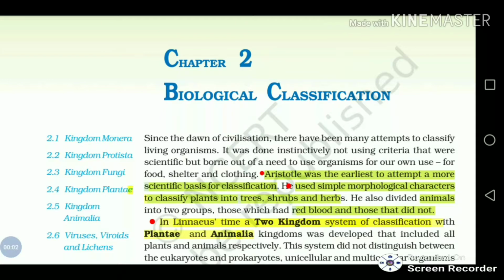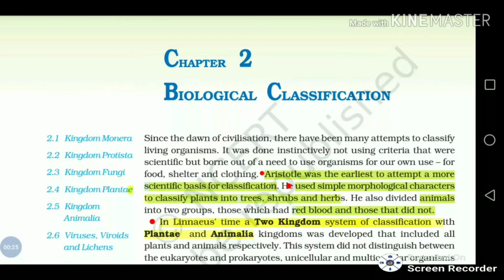So moving into the chapter Biological Classification, the first point that comes is Aristotle, who gave the earliest attempt at a more scientific basis of classification and used morphological characters to classify plants into trees, shrubs and herbs, and animals into those having red blood and those that didn't have red blood.